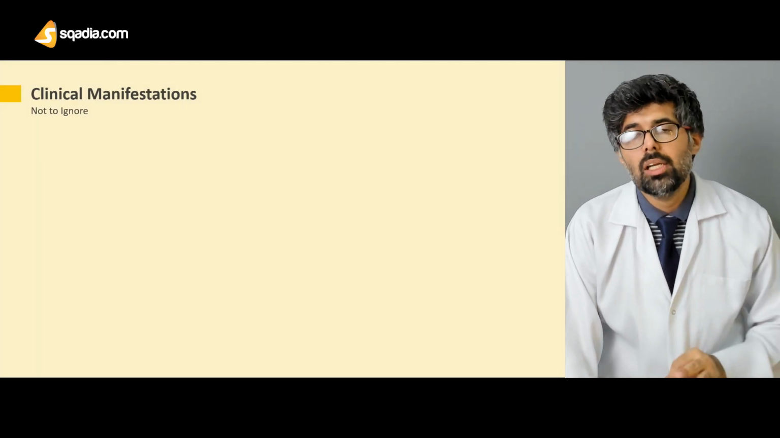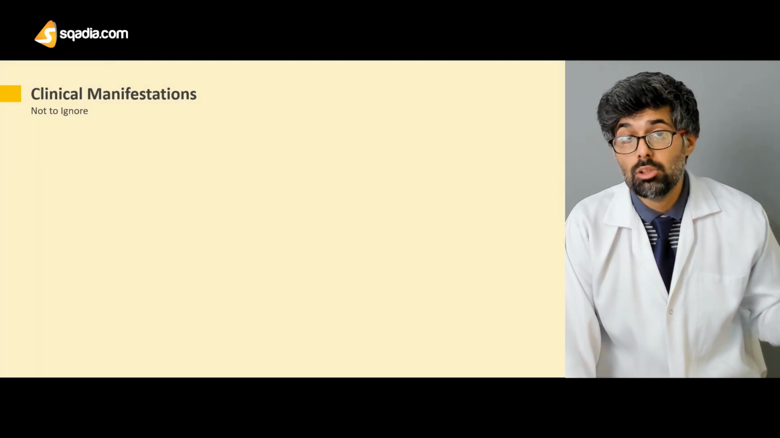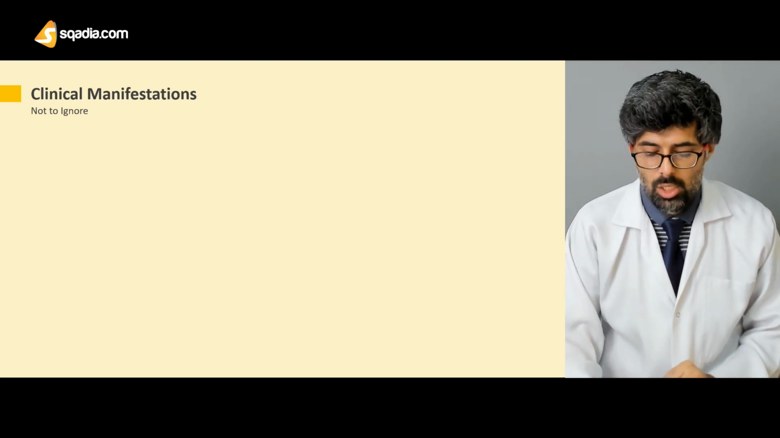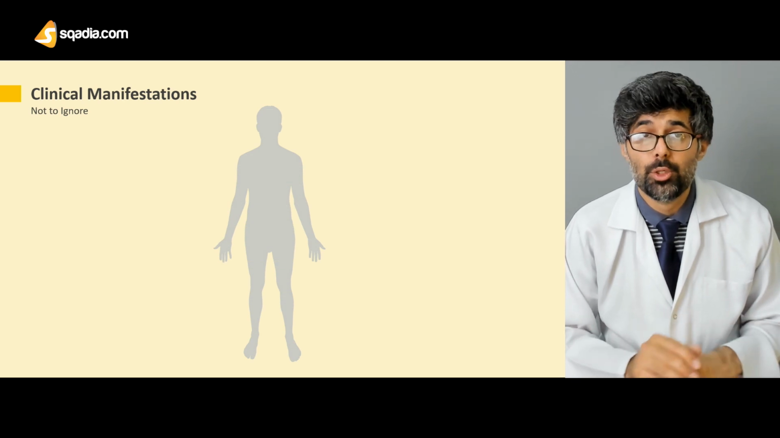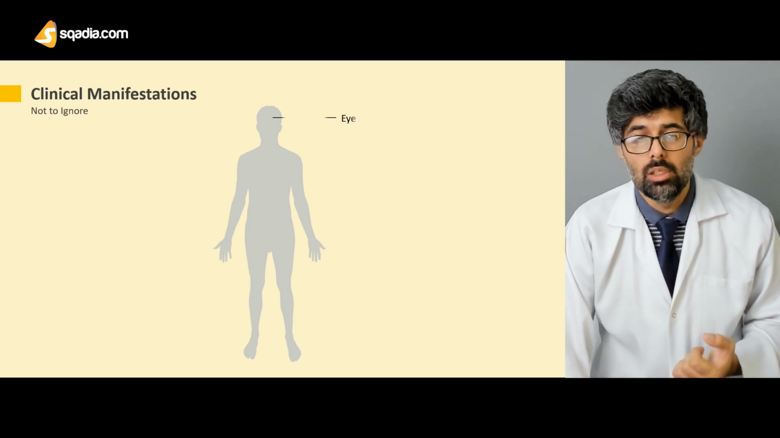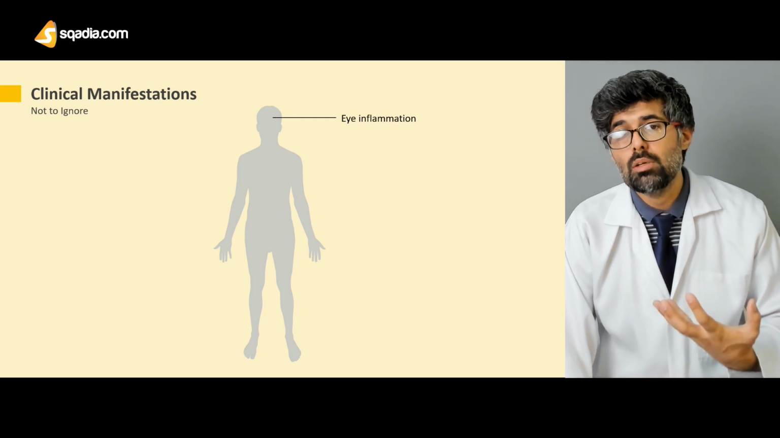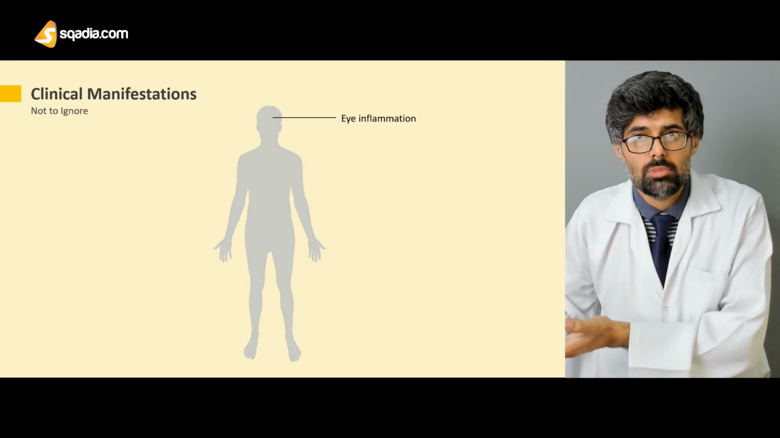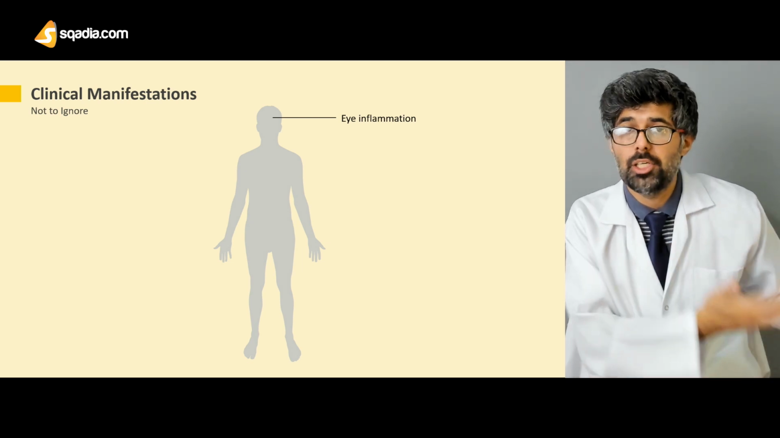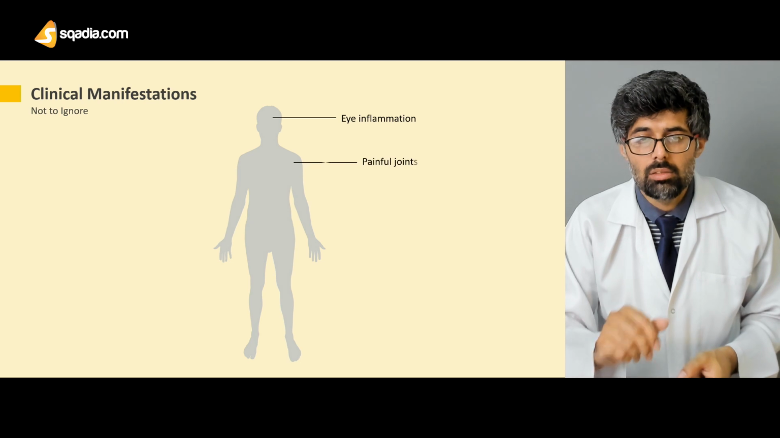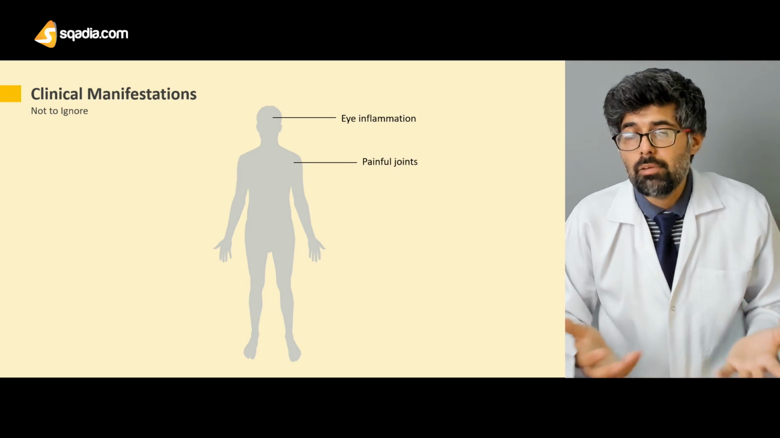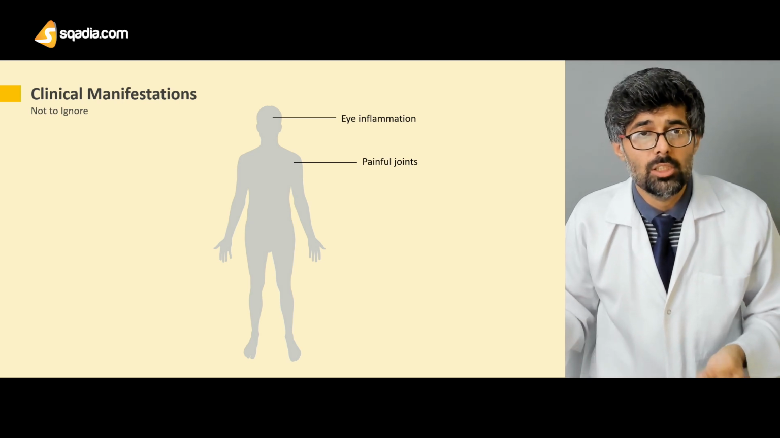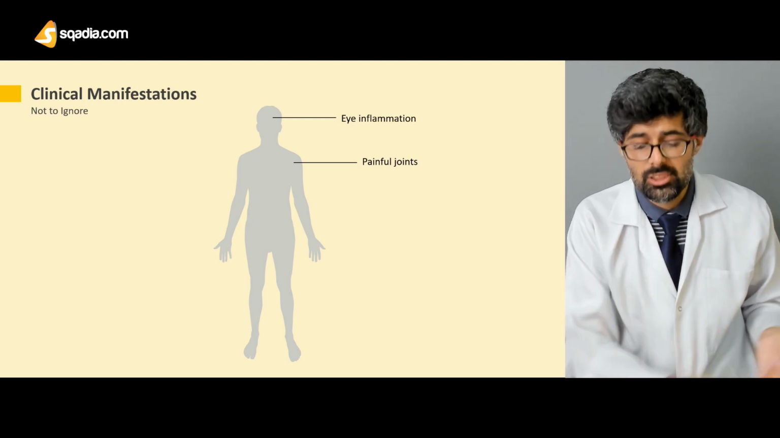Now, the clinical manifestations in a patient with psoriatic spondyloarthritis should not be ignored. These are important because they are often overlooked. They can be eye inflammation, because eye inflammation can range from a transient conjunctivitis to anterior uveitis. It can be painful joints, and painful joints can be a simple tendinitis or enthesitis to a complete synovitis.